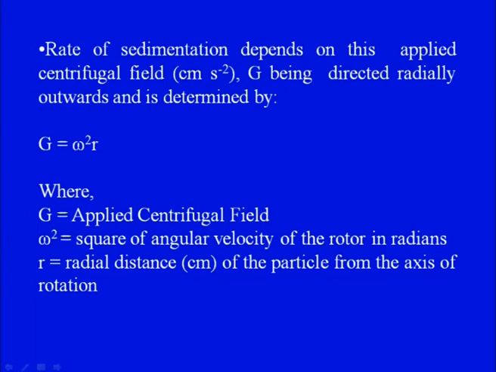Anything which moves in circular motion will experience an outward centrifugal force. There is a centripetal force which is inward and a centrifugal force which is outward. This outward force is given by omega square r. Omega is the angular velocity, in radians per second, and r is the radial distance in centimeters of the particle from the axis of rotation. That is how a centrifugal field is experienced by a particle, and the rate of sedimentation will depend on that centrifugal field.